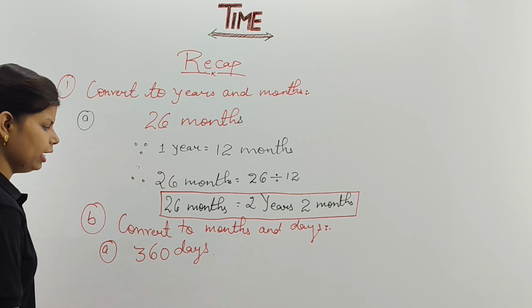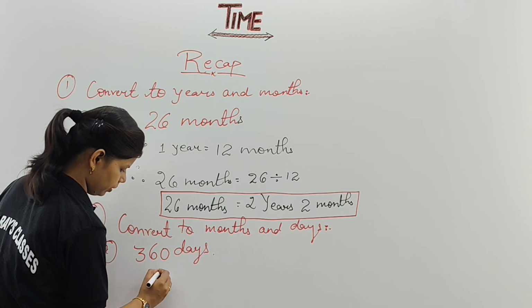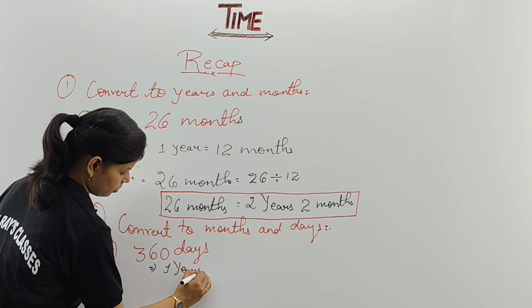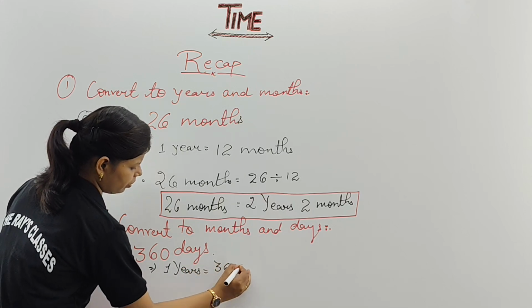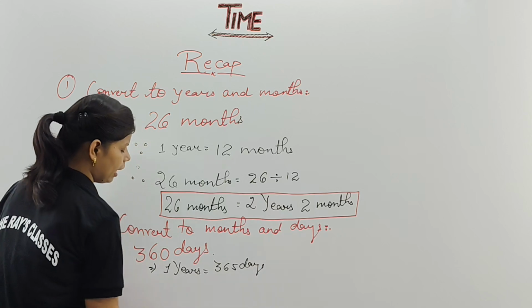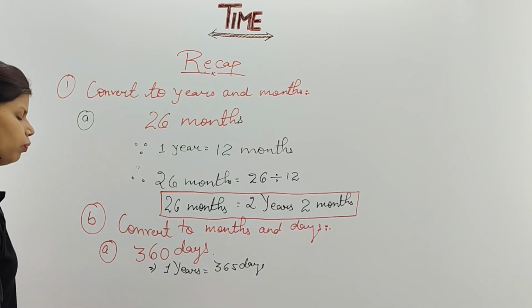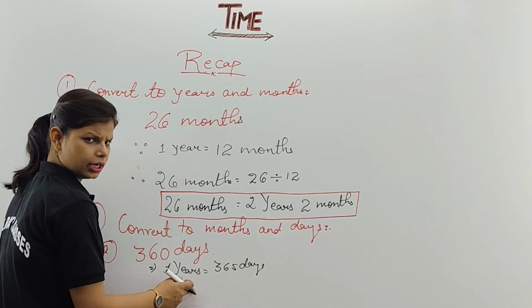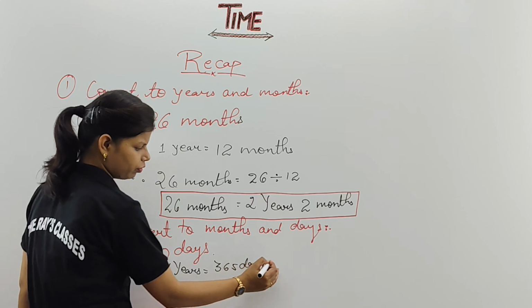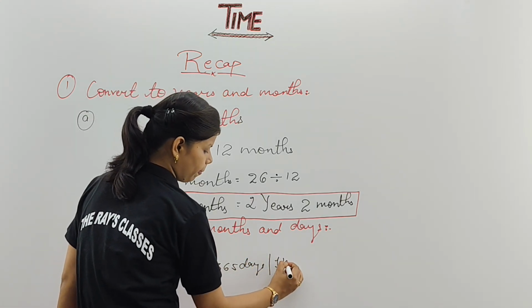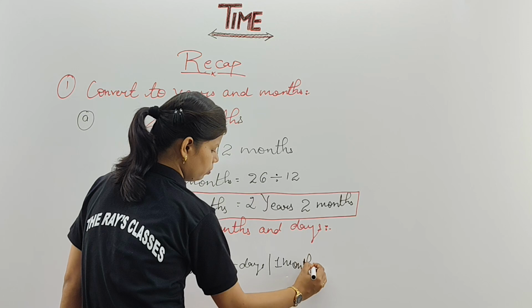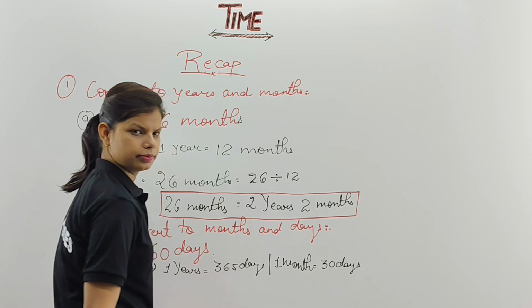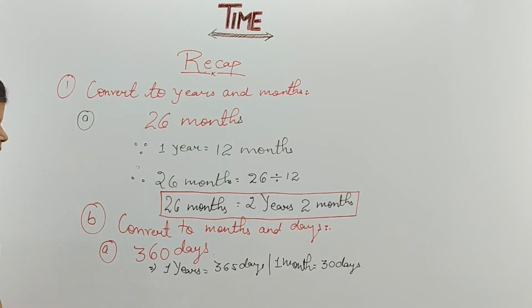Months. You already know 1 year equal to 365 days, but that is of no use here, we don't have to write it. Another thing we know is that in 1 month we have 30 days. This is not much important. What you have to write is 1 month equal to 30 days. Clear? Now here you have 360 days.